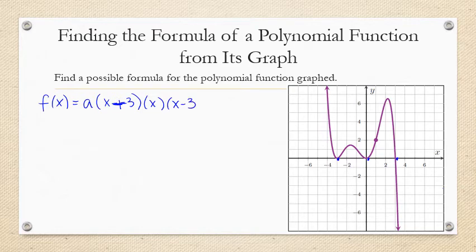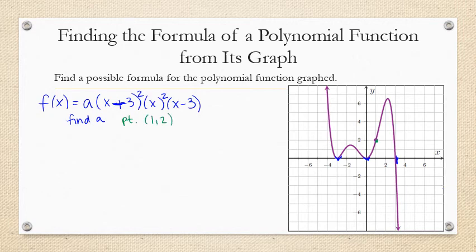Now we need to think about their multiplicities. At negative 3, the graph just touches, so that means it has an even multiplicity, so we'll put that factor to the second power. At x equals 0, same kind of thing, so that's going to be to the second power. And then at x equals 3, it goes through, so that would be an odd power, which we'll keep to the first power. Now to find the a value, we'll use a point. The point I'm going to use is the one they gave me here, which is at 1, 2.